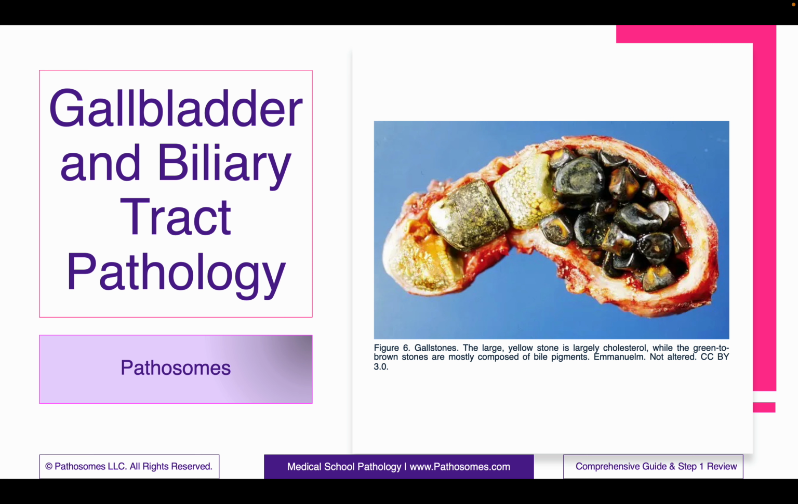Now, what is this right here? A lot of stones in some sort of sack. Yes, gallstones. This is what it looks like grossly. We're going to be discussing this and much more in this presentation on gallbladder and biliary tract pathology.